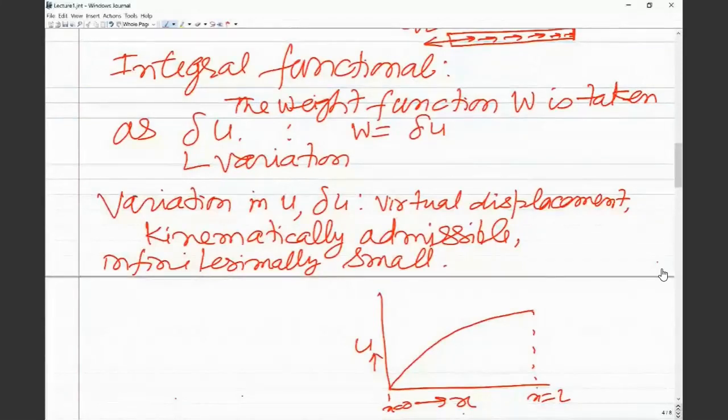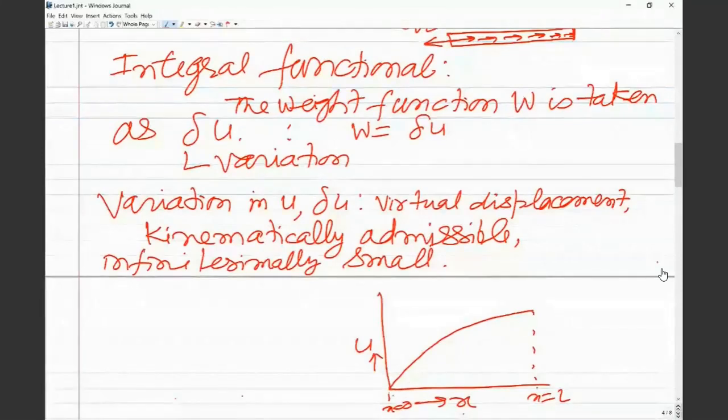Then what we do is we take a virtual displacement which we denote as delta u, that is kinematically admissible. Kinematically admissible means wherever the primary variable is specified, the variation in the corresponding primary variable there must be 0. For the example I took, this rod problem, u is 0 at x equal to 0. So there u is a primary variable which is specified, and there the variation in u must be 0.